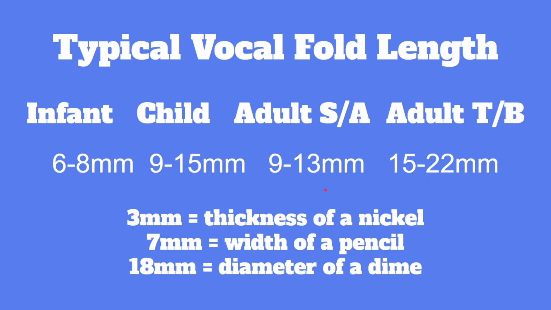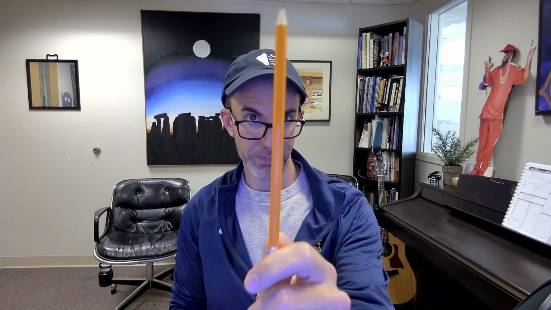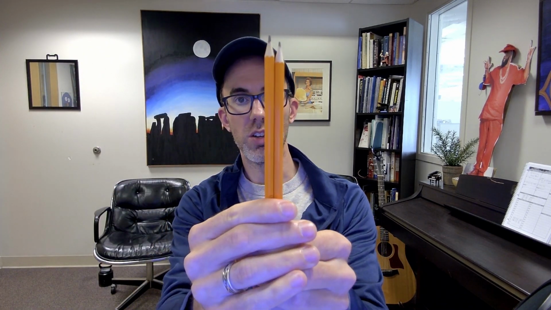Okay, some reference for these lengths. I don't have a nickel or a dime near me, so sorry about that. But I do have pencils. Okay, 7 millimeters is the width of a pencil, right here. So a baby's vocal folds are on average about the width of a pencil. That's very, very small, right? And then an adult soprano alto, it's about double that. So let me get 2 pencils out here. That's about how long adult vocal folds are.